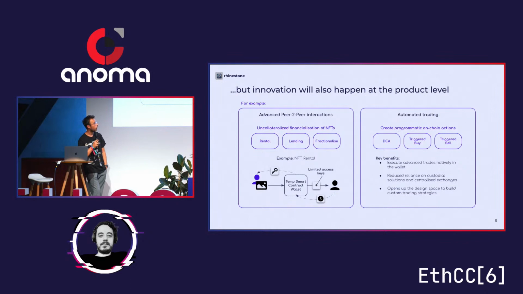And there's also stuff around automated trading, which is why a lot of people still stay on centralized exchanges today, because you can much more easily do stuff like dollar cost averaging or triggered buys and sells. So we really think there's multiple levels of innovation that can happen using modular smart accounts.